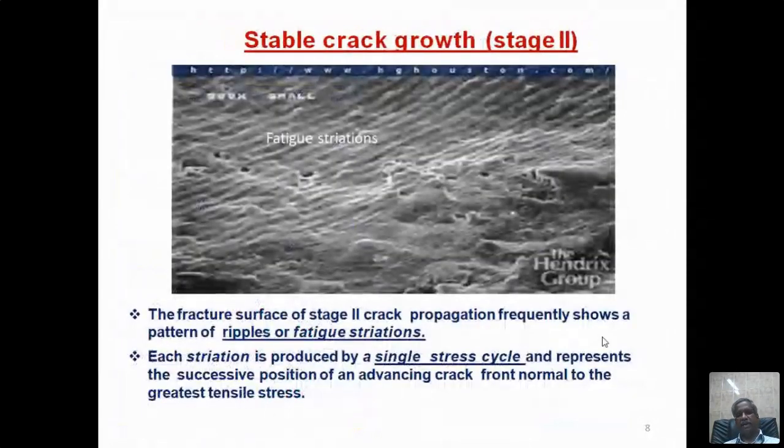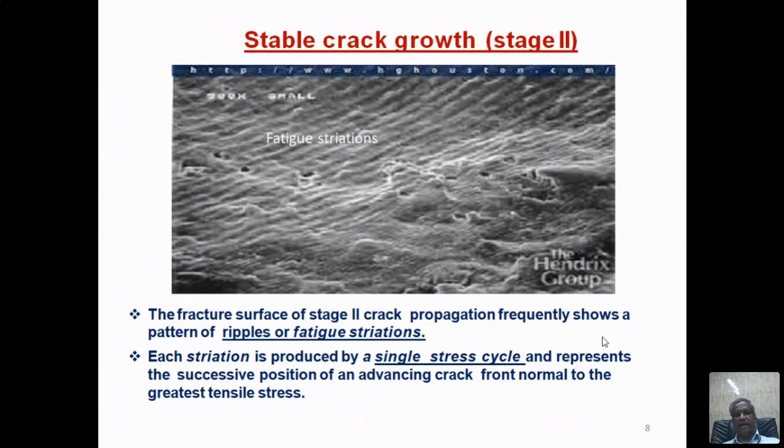Okay, so the better thing is, under the scanning electron microscope, after the fatigue testing, if you scan the fracture surface of this material, you will find a feature like this. This feature is known as the fatigue striations. Why I am showing these fracture surfaces is because they have relevance to the crack growth mechanism.